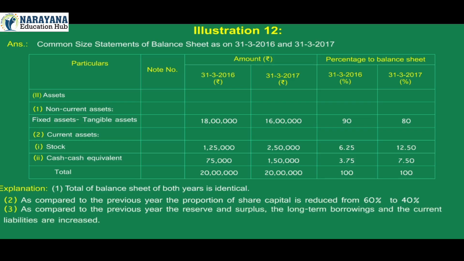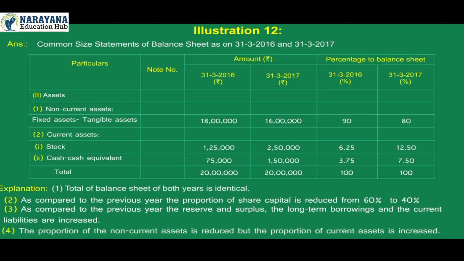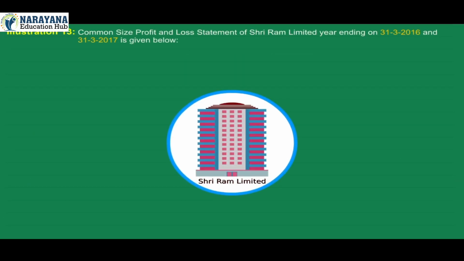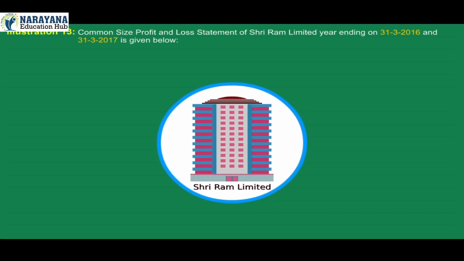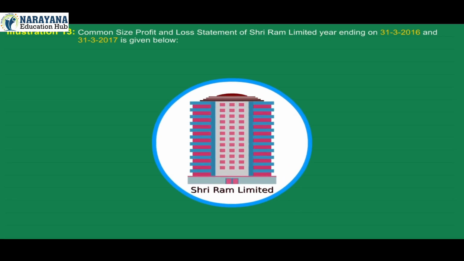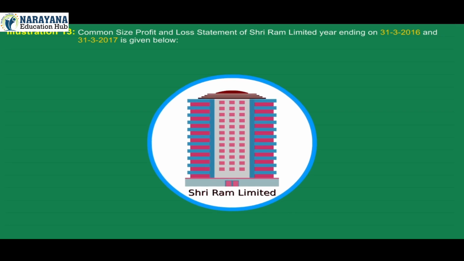As compared to the previous year, the reserve and surplus, the long-term borrowings, and the current liabilities have increased. 4. The proportion of the non-current assets is reduced, but the proportion of current assets is increased. Illustration 13. The common size profit and loss statement of Shri Ram Limited, for the year ending on 31st March 2016 and 31st March 2017, is given below.